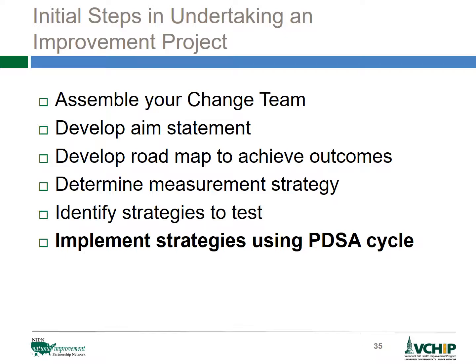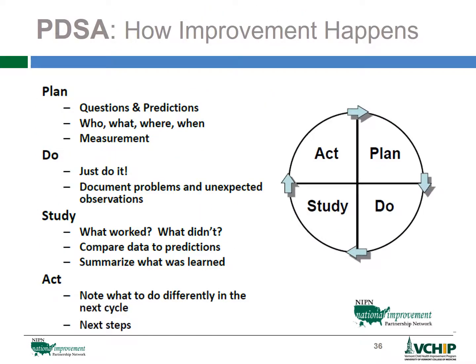So after you've identified the strategies you want to test, you're then going to implement those strategies using the Plan, Do, Study, Act cycle. The Plan, Do, Study, Act cycle, or PDSA cycle, is really how improvement happens. So it's 4 simple steps that are repeated over and over again when making improvement. In the planning stage, you're making questions or predictions about what you think might be happening or what could happen, and you're thinking about who, what, where, and when. So that's the planning: who's going to do what, and where and when are they going to do it.